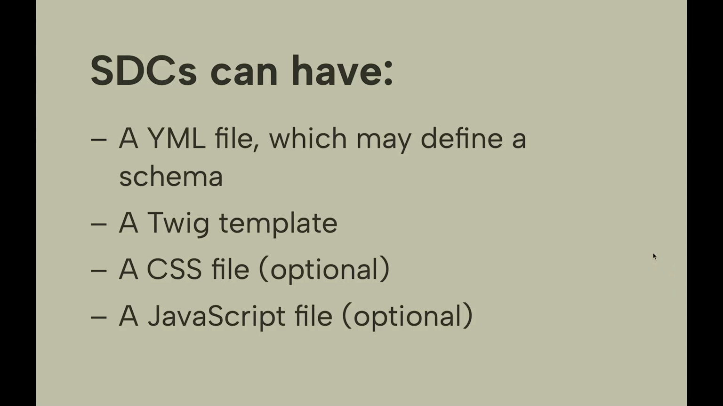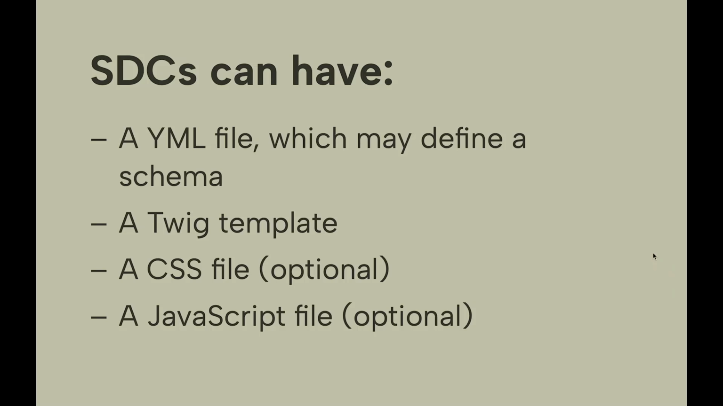It can have a Twig template. If it doesn't have a Twig template, it's probably not going to be super useful, but I believe that is optional. And other assets are optional too. It may or may not have a CSS file. It may or may not have a JavaScript file. And all of those files will have the same file name, which will essentially be the machine name of the component, as we'll see in a second.